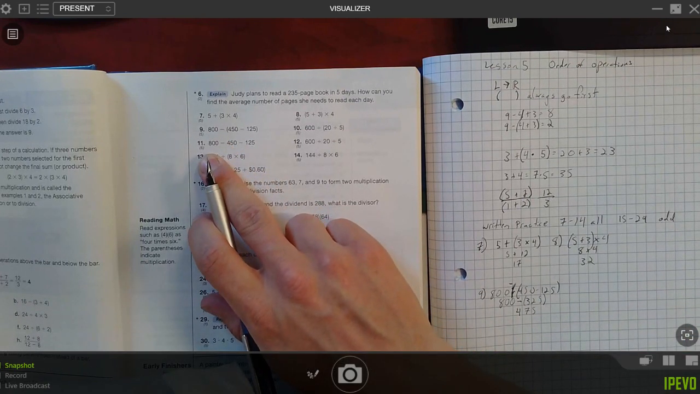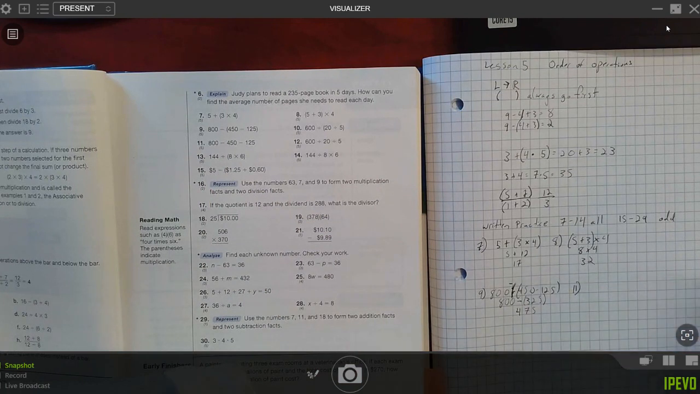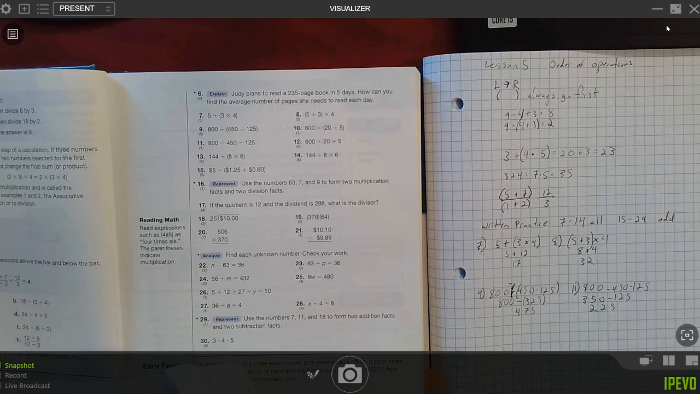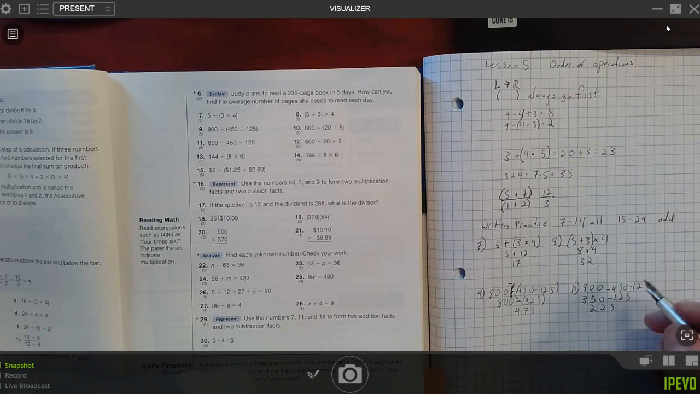Now, the way they have it, 9 and 11 are right there, back to back. I'm going to do 11 first. 800 minus 450 minus 125. Same exact problem, except this time there's no parentheses. 800 minus 450 is going to give us 350 minus 125. That's going to give us 225. Okay, pretty big difference, right? Even though all of them are subtracting, which ones you subtract from which first really changes everything. Because here 800 is only really subtracted by 325. Here 800 is subtracted first by 450 and then again by 125.